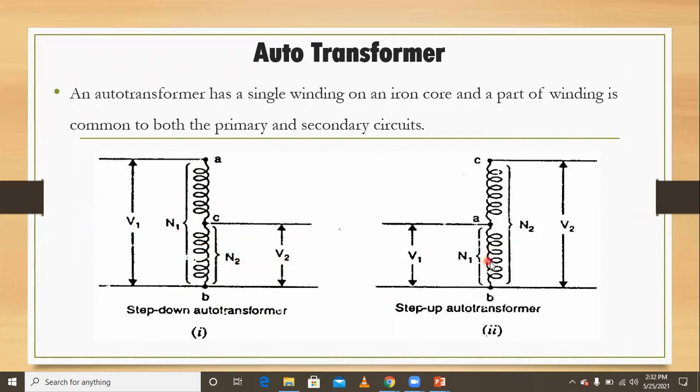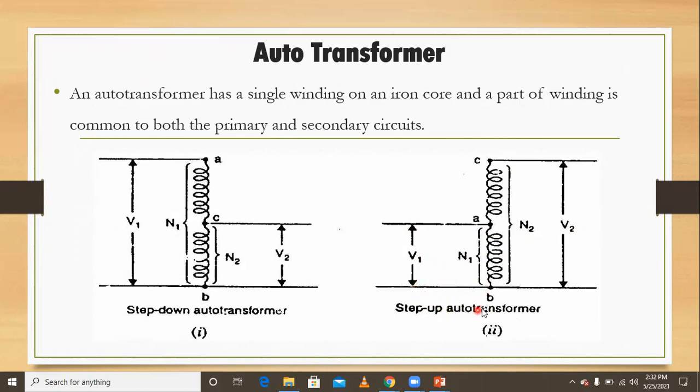Here V1 is the primary side voltage, N2 is the number of turns on the secondary side, and N1 is the number of turns on the primary side. The number of turns on the primary side is very small compared to the secondary side. On the secondary side, N2 is greater than N1. That's why V2 is greater than V1. Understood? The output voltage V2 is greater than V1. That's why it's called a step-up autotransformer.